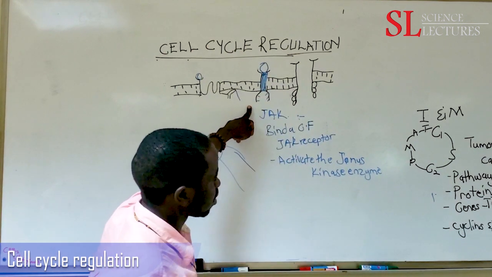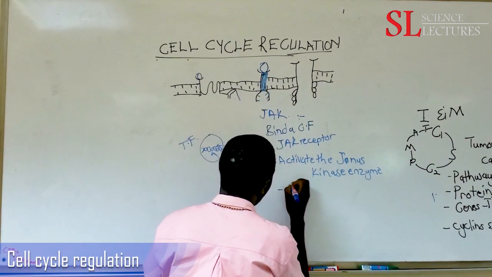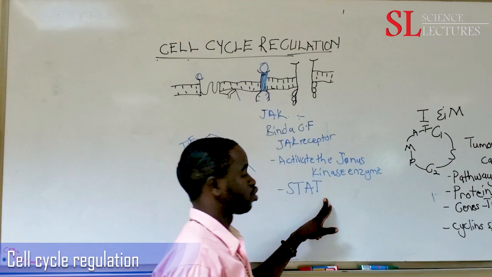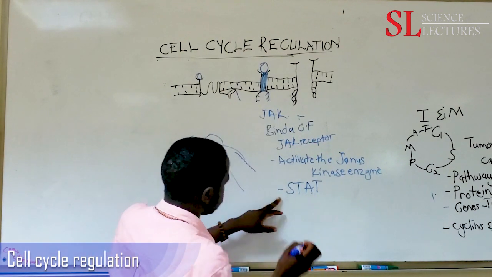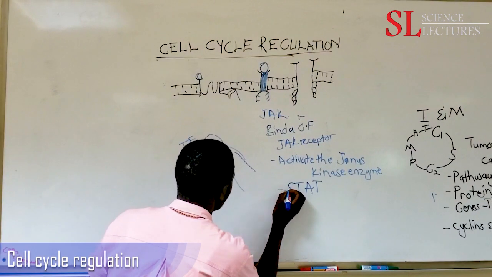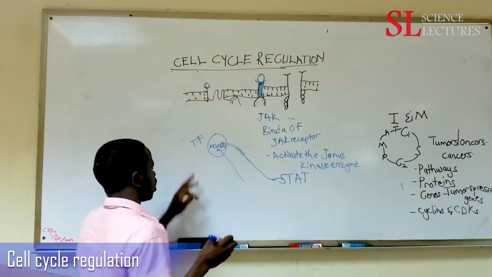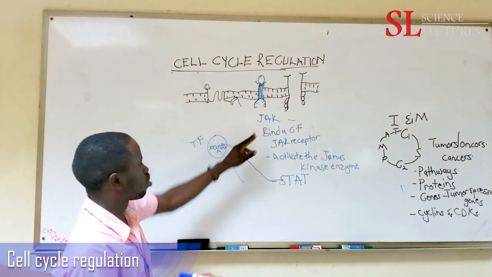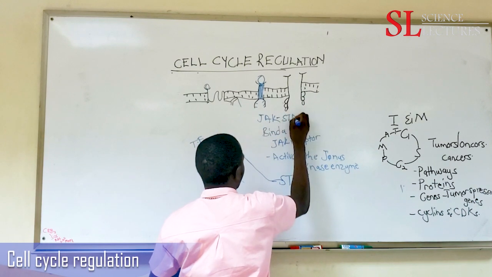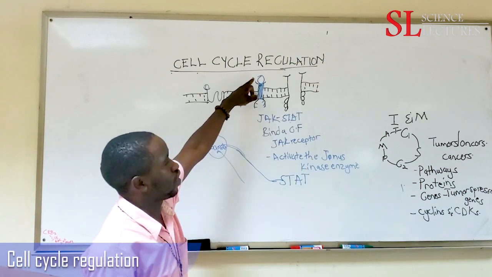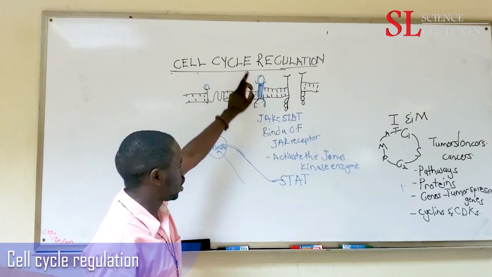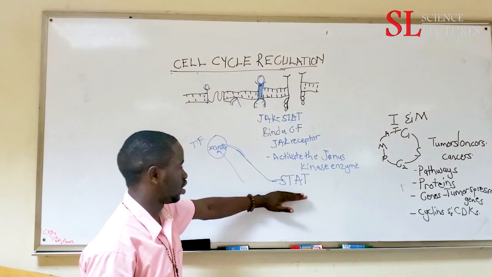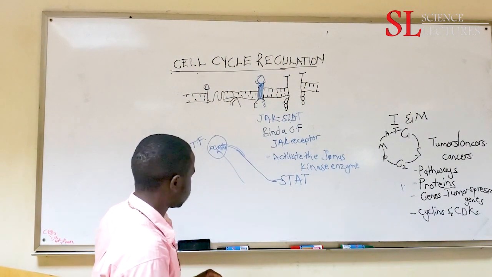Then these Janus kinase enzymes shall activate another molecule called STAT, the signal transducer and activator of transcription, which shall also go up and phosphorylate other transcription factors, triggering a cellular response. That is why it is called the JAK STAT pathway, because whenever the growth factor binds to the JAK receptor, the end product is activation of the STAT protein, signal transducer and activator of transcription.